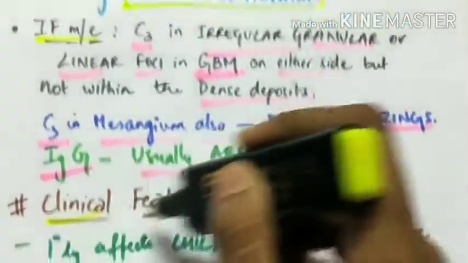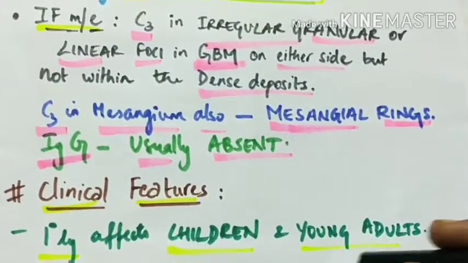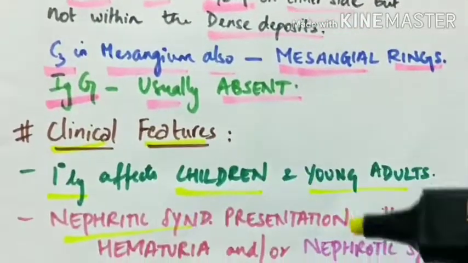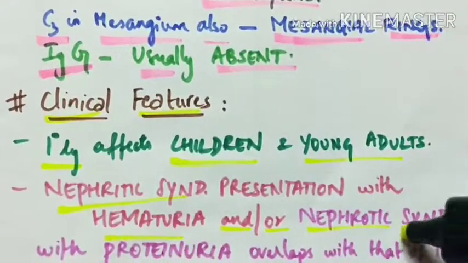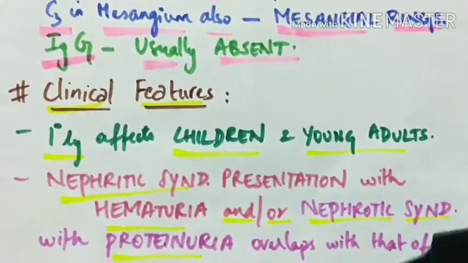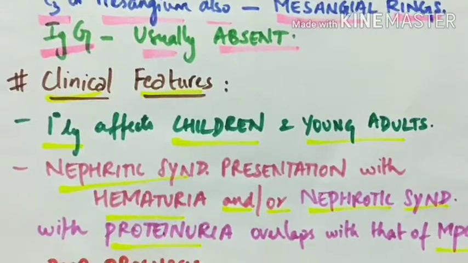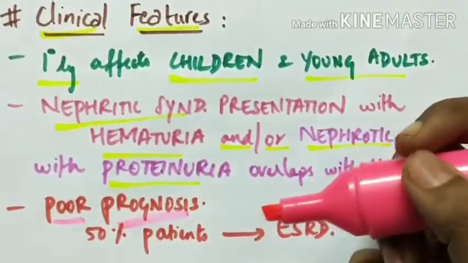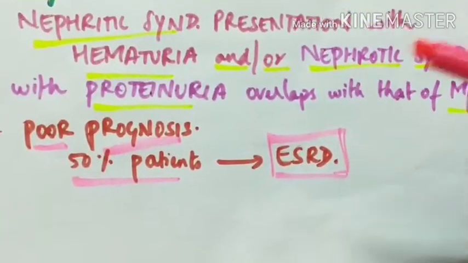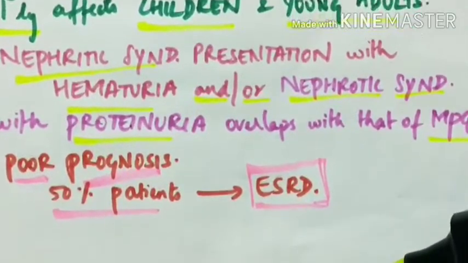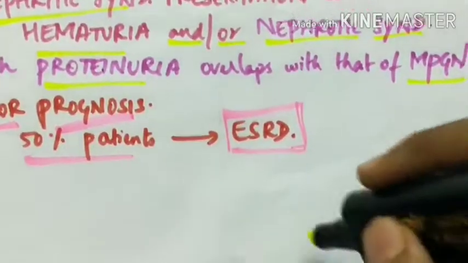Lastly, the clinical features of type 2 MPGN. It primarily affects children and young adults. They present with nephritic syndrome with hematuria and/or nephrotic syndrome with proteinuria which overlaps with that of MPGN. Type 2 MPGN has a poor prognosis. 50% of the patients end up in end-stage renal disease. So that was about membranoproliferative glomerulonephritis, and these are the 4 types of nephrotic syndromes.